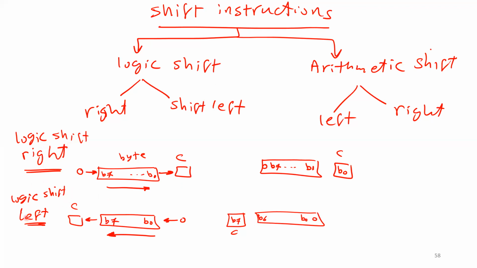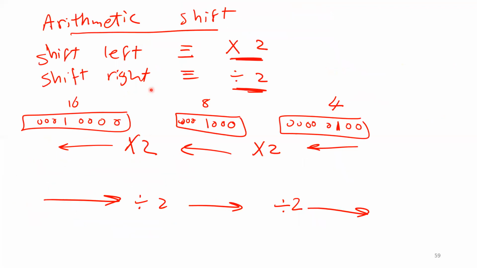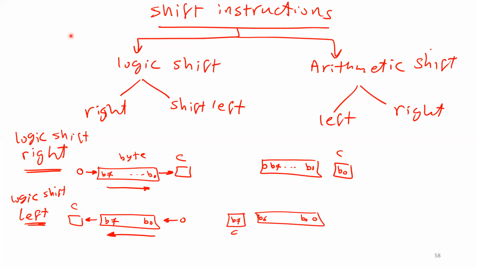We have right and left. Is it clear what shift means? Shift means every bit should be shifted one position, and then in the beginning, we insert 0, and the last bit has to go to the carry. That's what we call logic shift, right or left. Okay, guys, any question? I'm going to explain for sure how this can be useful, but before I do that, I want to explain why we have another kind of shift.